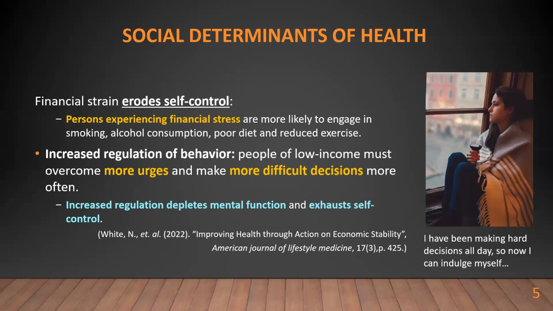People of low income must overcome more urges and make more difficult decisions more often, and that increased regulation depletes the mental function and exhausts self-control. And this is said by White and colleagues in their article, Improving Health Through Action and Economic Stability. So weird as it seems, indirect improvement in welfare would give direct results to quality of life and subsequently to the level of health of the population.